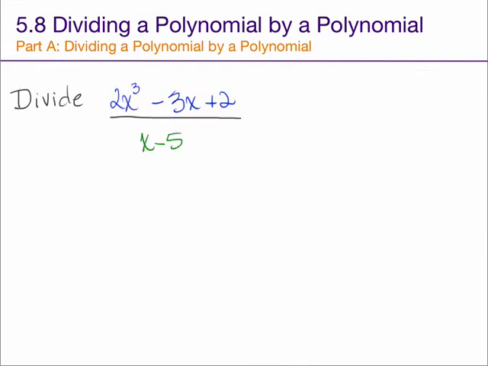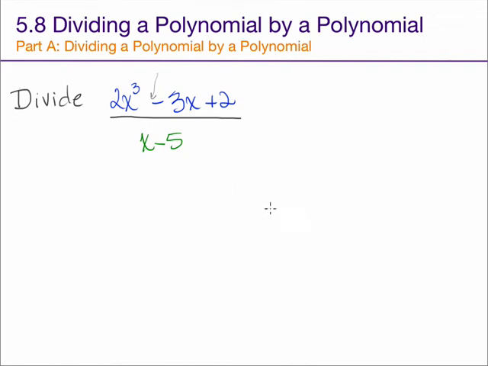Example 4 in your textbook looks like this. We're not actually going to address problems like this in this class. It doesn't look terribly different, but it turns out that since there's no x squared term here, you run into problems when you're doing long division. It can still be done.